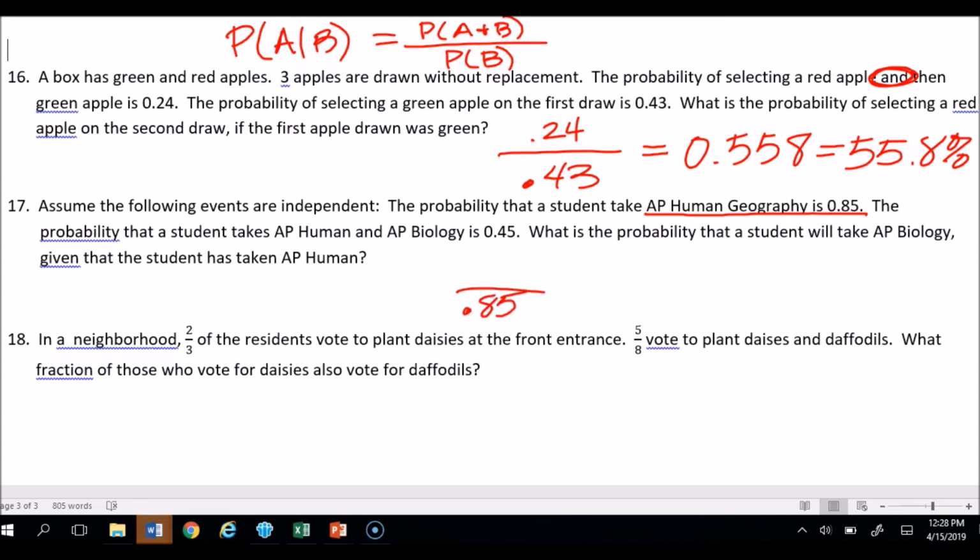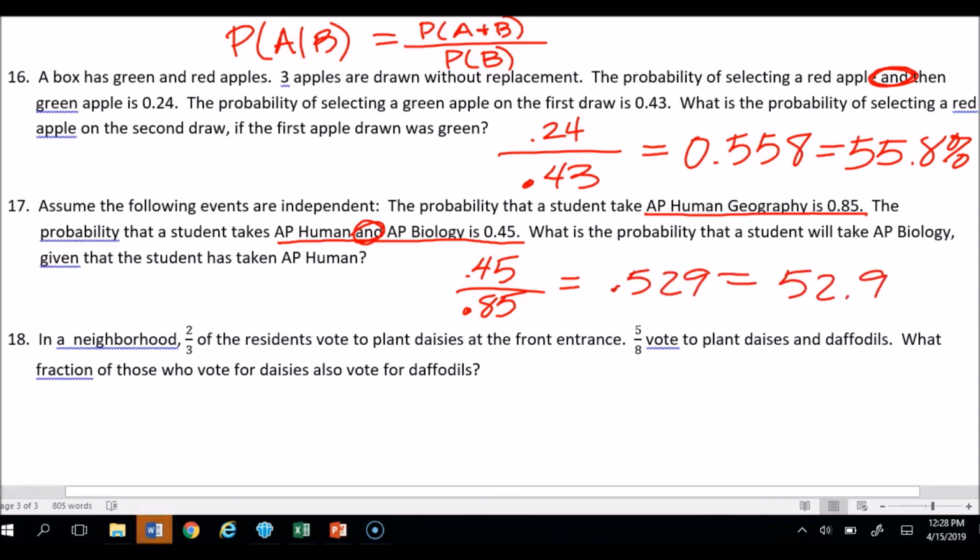The other one is AP Human and Biology. Y'all see that word "and" right there? And is 0.45. So that's the one that's going to go on top. So I'm going to divide the 0.45 by the 0.85. That's going to give me 0.529, which is equal to 52.9%.